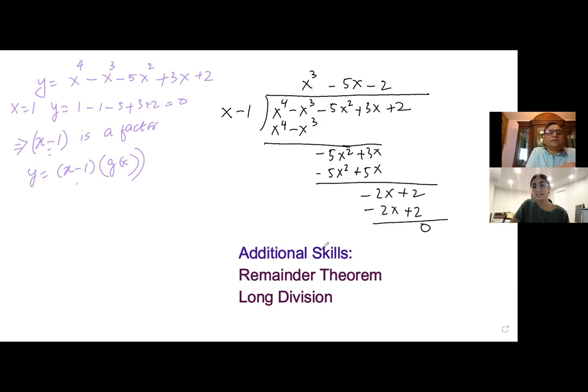So that really means that I could write this y as x minus 1 times the quotient, which is x cubed minus 5x minus 2. Is that clear to you?